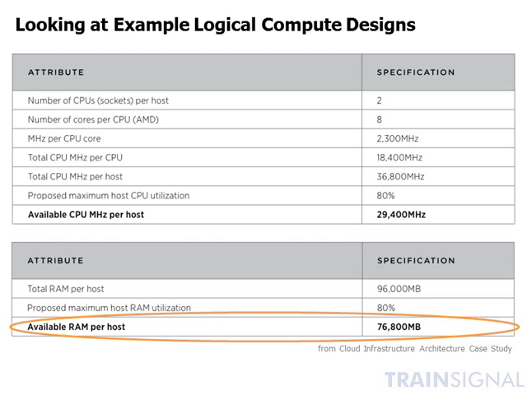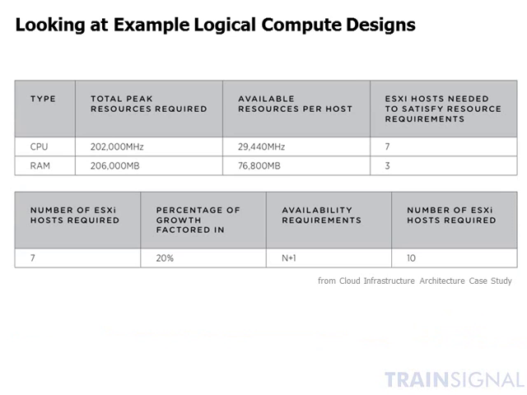When we combine those numbers together, we can arrive at an estimate of how many hosts are going to be required. So bringing over the 202,000 megahertz and 206,000 megabytes of CPU and RAM, and then dividing those numbers by the maximum CPU threshold and maximum RAM threshold, we arrive at the number of ESXi hosts that are required in order to satisfy those functional resource requirements.